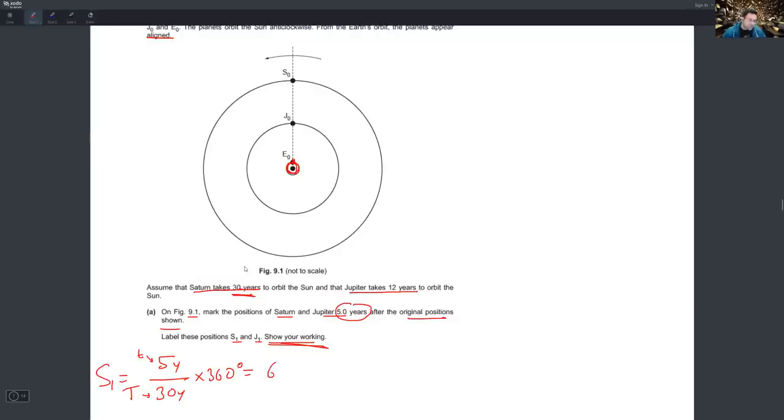It gives me 60 degrees. So with your protractor, measure roughly 60 degrees. This is 90, this is 60. And measure what? 60 degrees. And we write here S1, because that's after 5 years. Makes sense. 5 years out of 30 years. Now, Jupiter. Yes, it's not drawn to scale, but angles are always to scale.